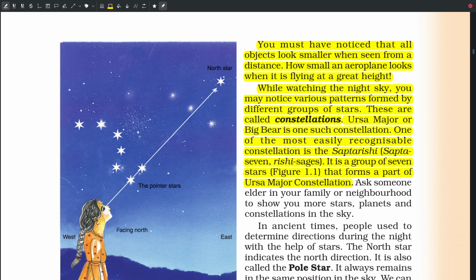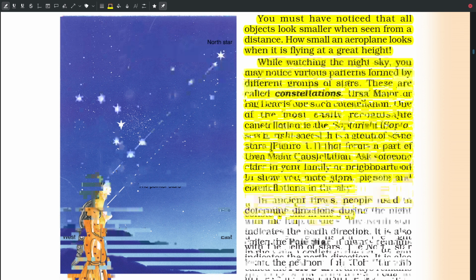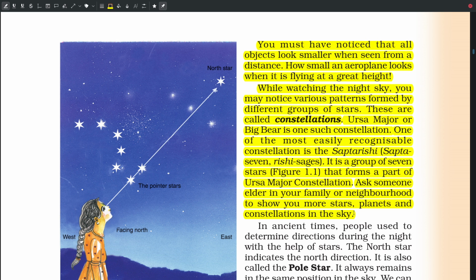Now, ask someone elder in your family or neighborhood to show you more stars, planets, and constellations in the sky. Now, I will explain a little more. These constellations became the basis for the zodiac signs.